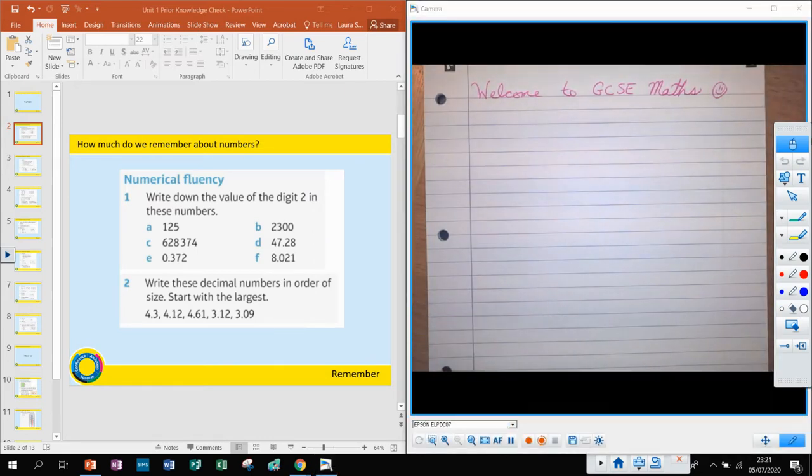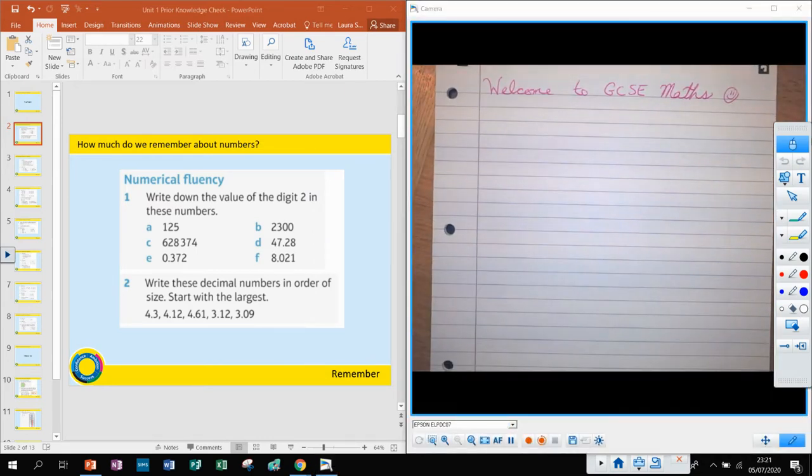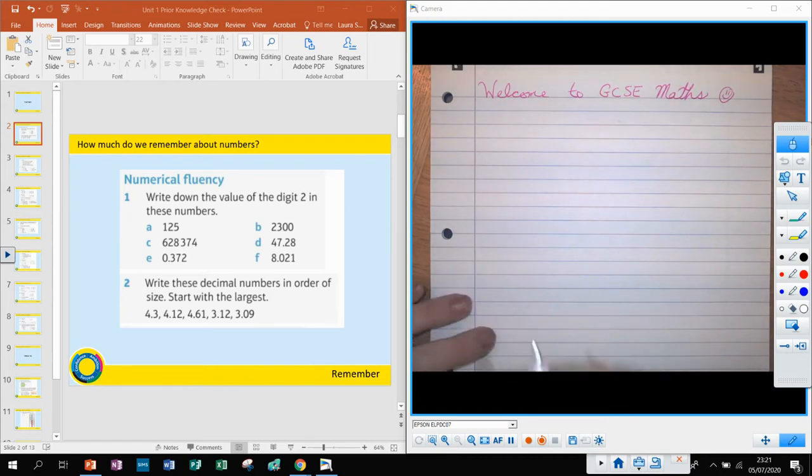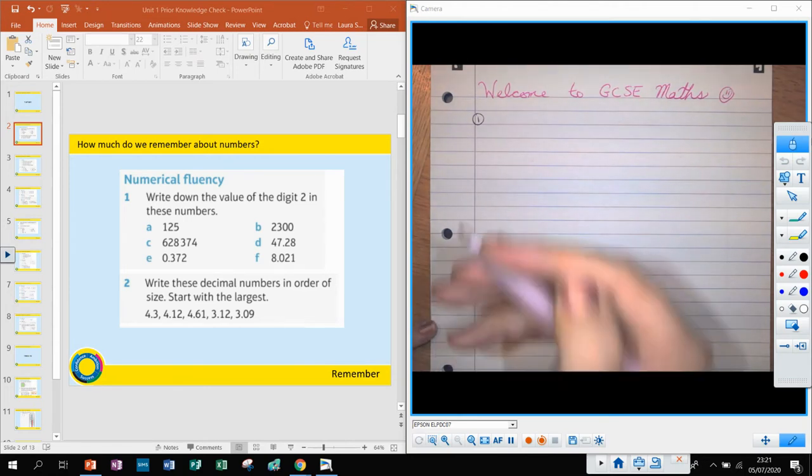All right, little note for you as well to get you excited. Right, so we're going to start with question 1. Okay, if we look at question 1, it says to write down the value of the digit 2 in these numbers. So what they mean by that, they don't mean the second digit, they mean actually the digit that is a 2, okay? And that's really important to get because you don't want to do the wrong thing.